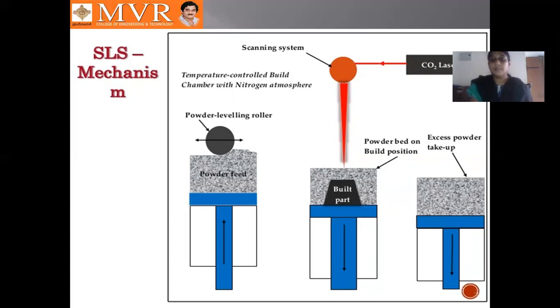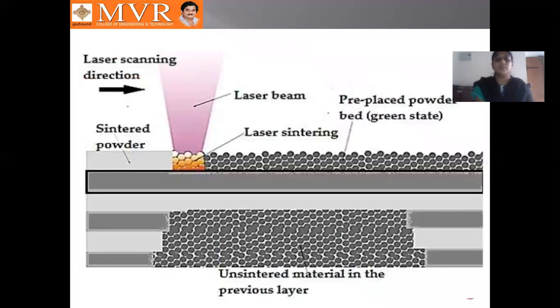The scanning system can also identify when the material is not smooth enough. The temperature-controlled build chamber with nitrogen atmosphere can be easily identified in the system. Excess powder is taken up by the injector systems. Next, this SLS mechanism is shown, and this is the laser scanning method.